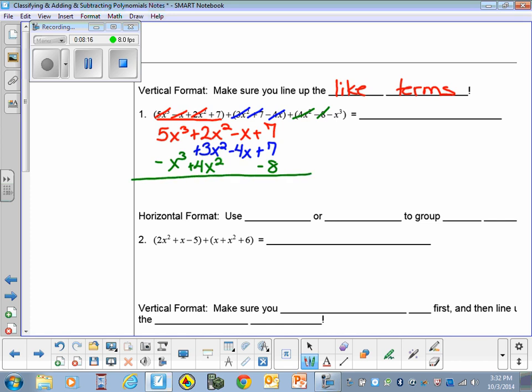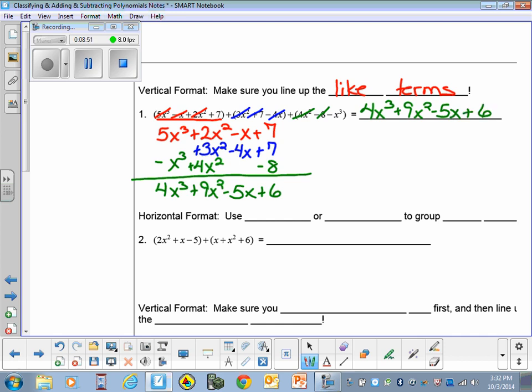Add it up. 5 minus 1 is 4x cubed. 2 plus 3 is 5, plus 4 is 9x squared. Negative 1 minus 4 is negative 5x. 7 plus 7 is 14, minus 8 is 6. So our answer, 4x cubed plus 9x squared minus 5x plus 6.